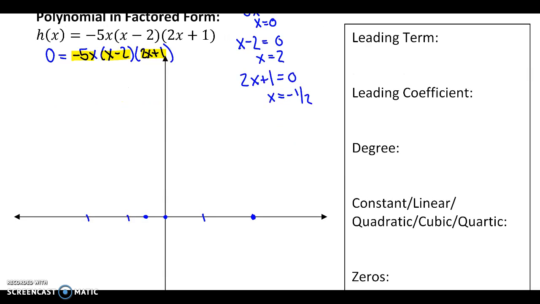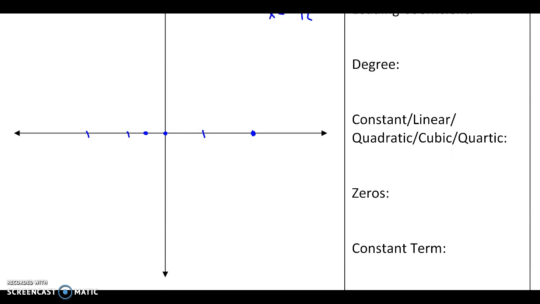Now, just knowing the zeros is not enough to sketch a graph, because I could sketch a ton of graphs that go through these points. I mean, it could look like this. It could look like this. I mean, there's a million different things it could look like. So we want to gather a little bit more information. And that comes from identifying some of the stuff you see on the side here. So first and foremost, our zeros are x equals 0, negative 1/2, and 2.